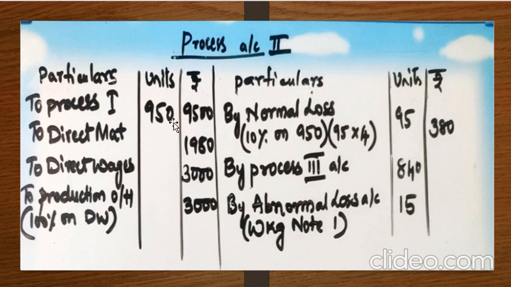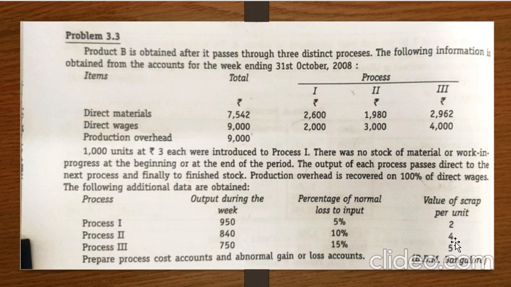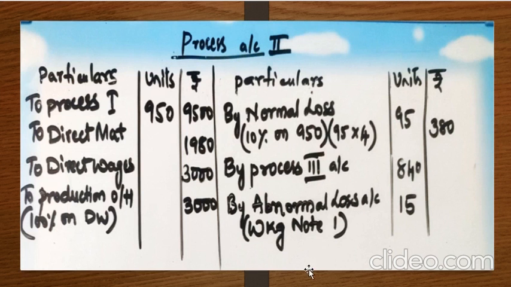So 950 is the input. On 950, 10% will give you 95. So what is the resale value you're using for your normal losses? Resale value is rupees 4 for process 2. So how many units is the loss? 95 units. How did you get this 95? 950 into 10%. And for how much are you selling this? For 4 rupees per unit. So 95 into 4 will give you 380.